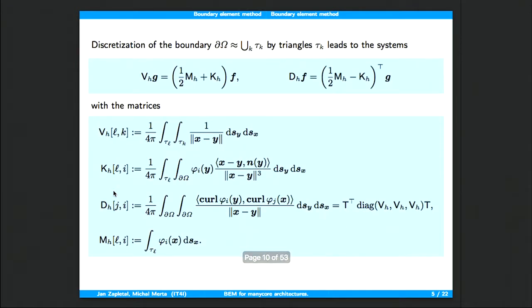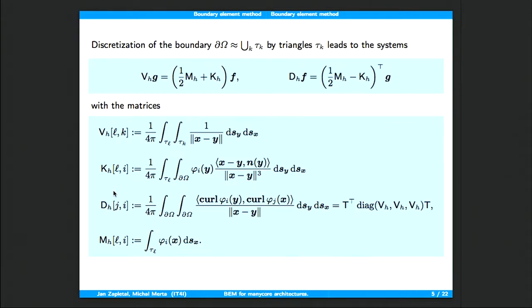If I discretize my boundary by, say, triangles, and substitute the continuous functions by some discrete approximations, say piecewise linears, piecewise constants, I end up with these two discrete systems with the matrices V, M, K, and D. The matrices look like this.